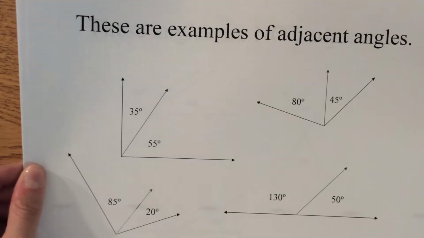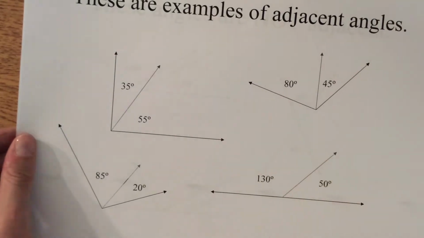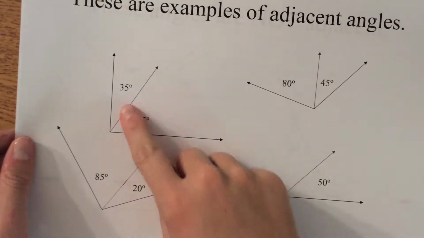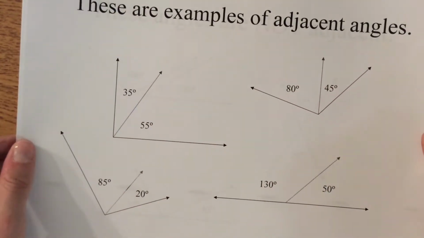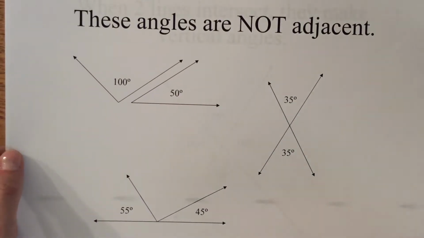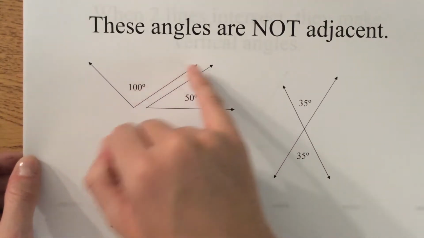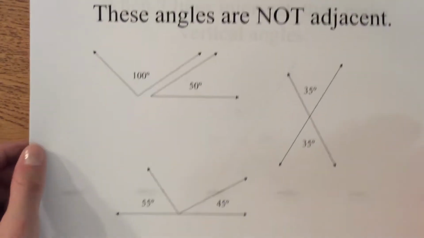So these are all some examples of what adjacent angles can look like. You can see that they are all different sizes. As long as they're touching, they are adjacent. Okay, now these are not adjacent. Do you see how these angles don't share this ray? They're not actually touching, so those are not adjacent.